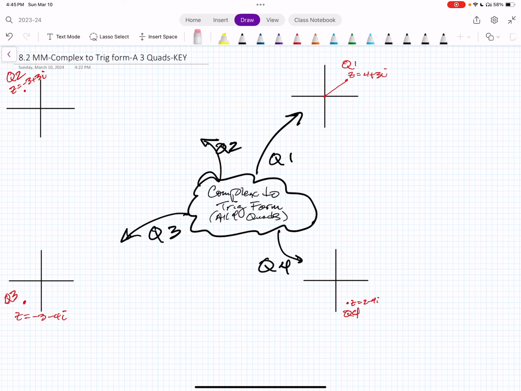And so what I did was I came up with just four basic examples of complex numbers, one in each quadrant. That's why it's entitled complex to trig form in all four quadrants. And we're going to go over how to get the modulus and the polar angle in all four quadrants. That's really important because in the lesson, I didn't do that. I gave you one or two quadrants, but I didn't go over all four. You have to dive into your homework to get into that.